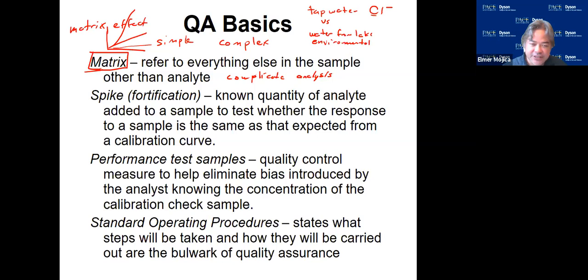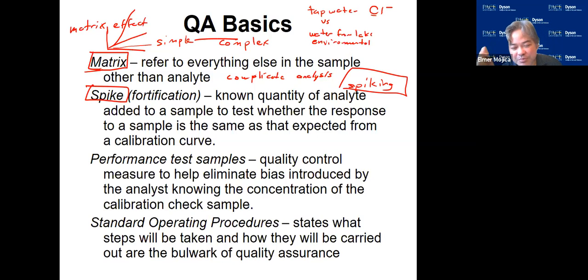Okay. In QA basics also, you do this so-called fortification or spiking. Although this is not good in real life, if you go to a party, somebody spikes a roofie in your drinks, that's the term of spiking.